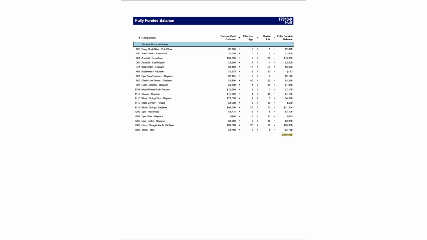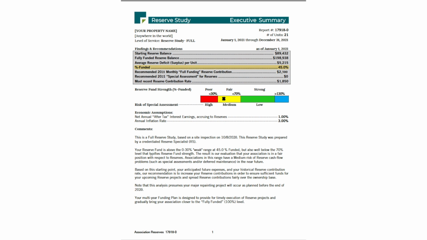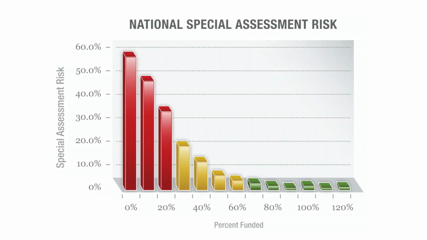Next, when we divide the starting balance by the fully funded balance, we arrive at the percent funded. The percent funded will allow us to gauge the relative statistical risk that a client will experience. For example, a client with a percent funded of less than 30% may experience an approximately 30 to 60% chance of cash flow deficiencies and special assessments. Whereas a client with a percent funded of over 70% may experience a less than 1% chance of those issues.